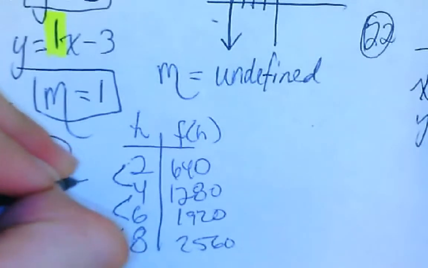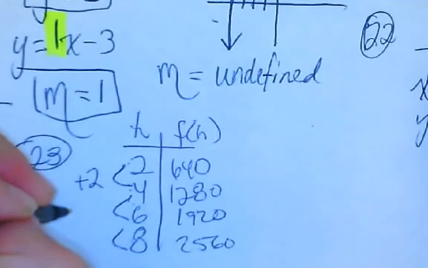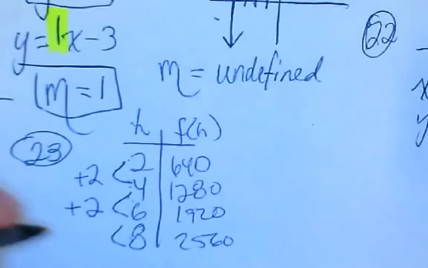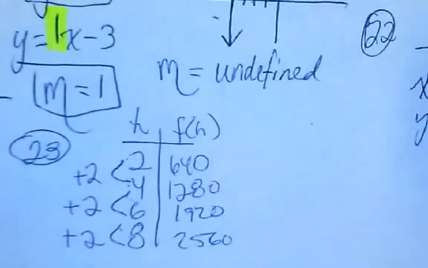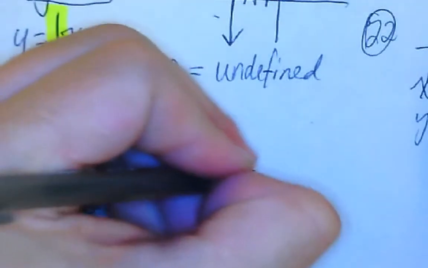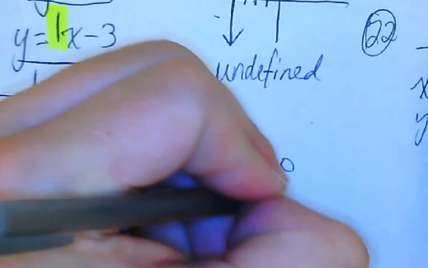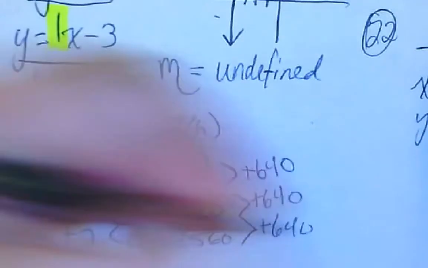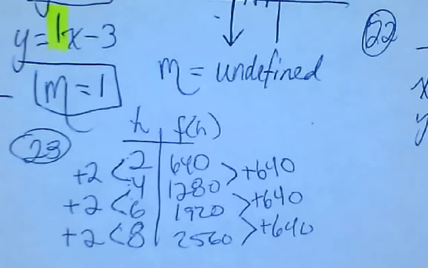From 2 to 4 is plus 2. From 4 to 6 is plus 2. And from 6 to 8 is plus 2. Each of these is 640. And that's going to help you with your slope to write your equation.